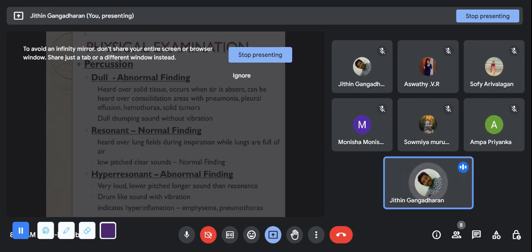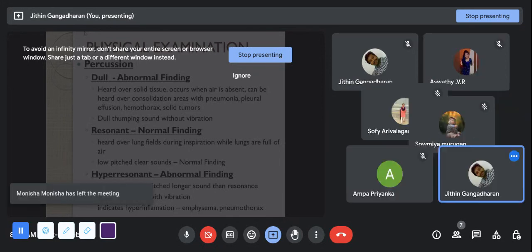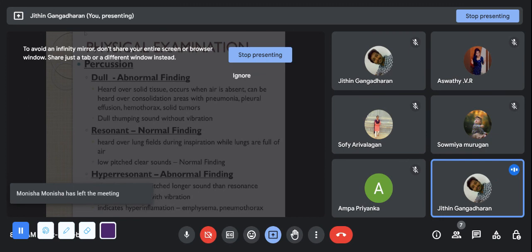The resonant sound should be heard when there is an air-filled space underneath. The third one is a hyper resonant sound. A hyper resonant sound means a lot of air is present under the area. You can say it is the condition where you have a large amount of air, as in pneumothorax. In pneumothorax, you can hear a hyper resonant sound.